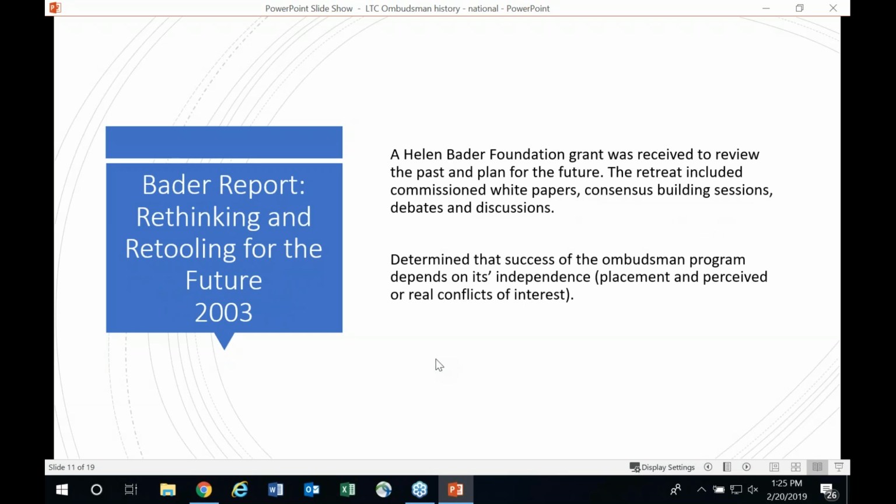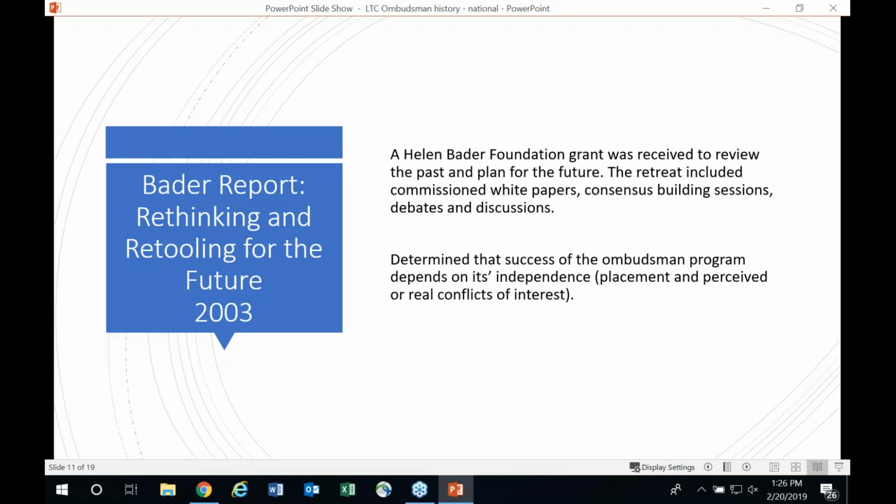So fast forward 8 years, and Carol Scott was the president of the National Ombudsman Association, so right at the forefront of this grant that we got to do the Bader study, which was Rethinking and Retooling for the Future. It was handled in a little bit different manner than the Institute of Medicine study in 1995, in that it was a retreat session where white papers were reviewed, there were consensus building sessions, debates, and discussions. And it was determined that the success of the Ombudsman program depended on its independence.